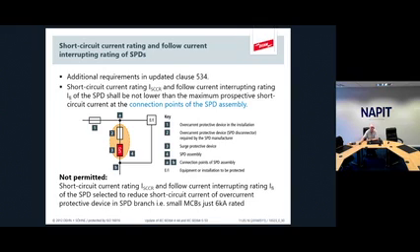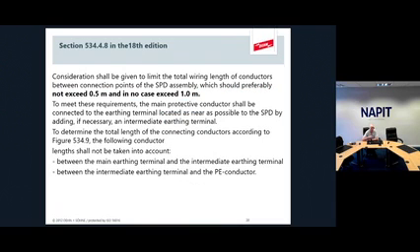So that's a new thing in SPD installation, the fusing. The cable lengths cannot exceed 1 meter, and in no case more than 1 meter. They have absolutely got to be as short as possible. And this is because of an additive voltage which is going down those cables.